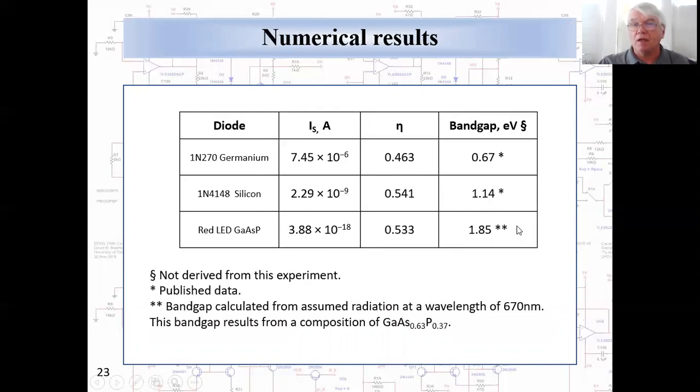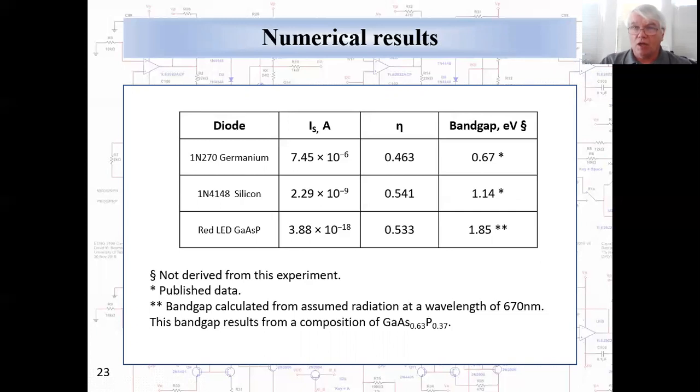Look at the band gap of gallium arsenide phosphide material. Now, gallium arsenide phosphide is actually a mixture of gallium arsenide and gallium phosphide. It's used in making light emitting diodes. The band gap of, let me back up.